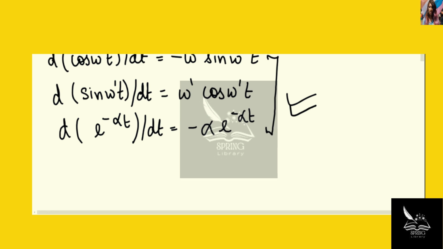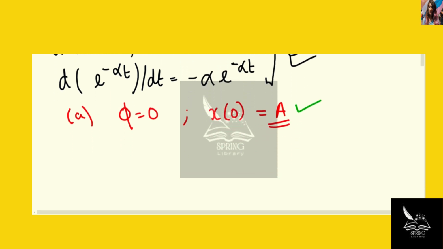Now in the first part, they are asking when phi is equal to 0, what will be the motion? So we are putting x of 0, which will be capital A. So this is the answer of the first part. Okay. Now let's move on to the second part of it.